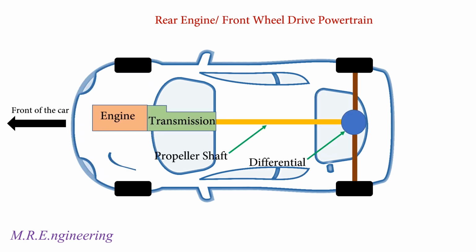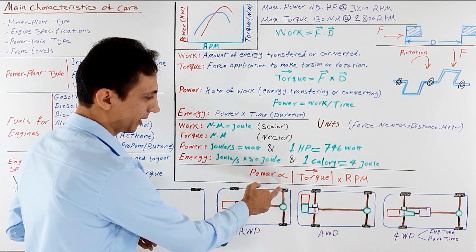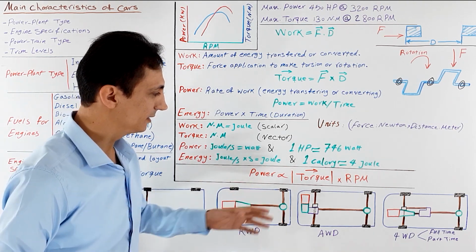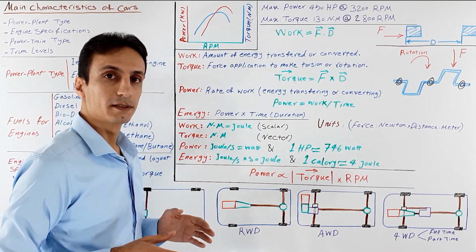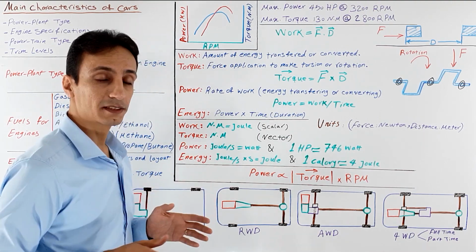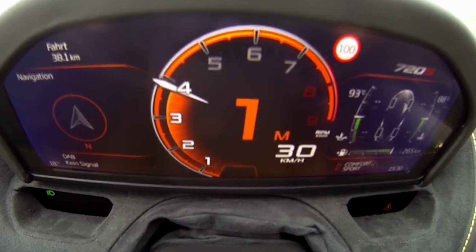But if this configuration is used for this design, power needs to travel from engine to the transmission and then to the propeller shaft and differential and finally axle shafts and wheels and tires. And this design is mostly used on trucks, but also those high performance cars that are bragging about their 0 to 60 acceleration time usually use this powertrain design.